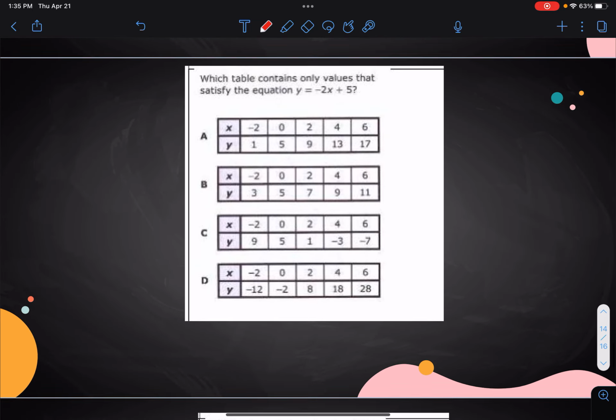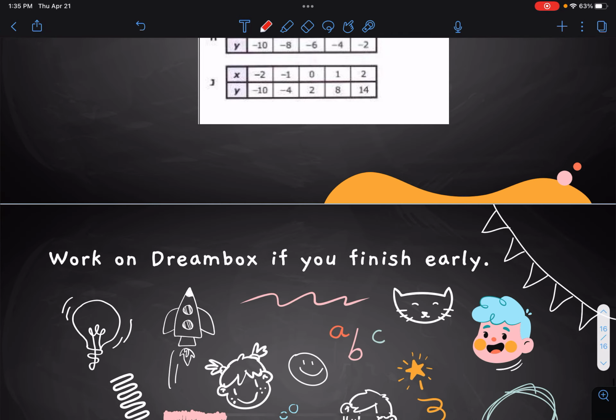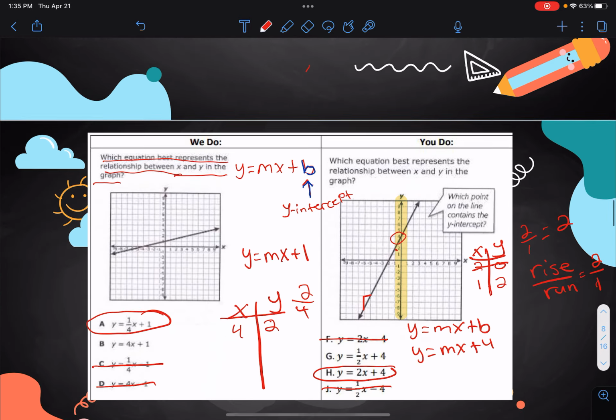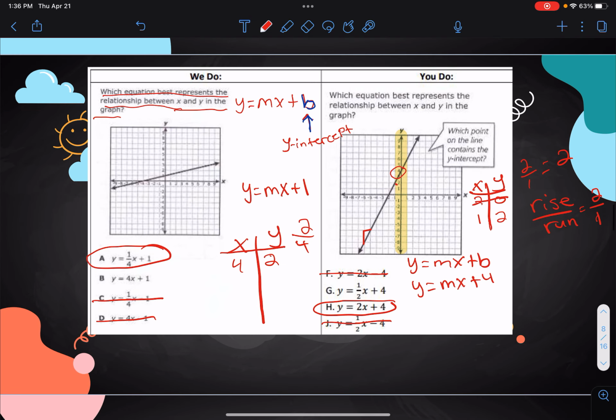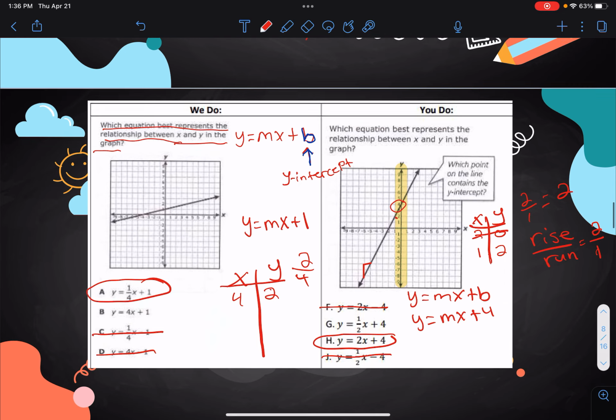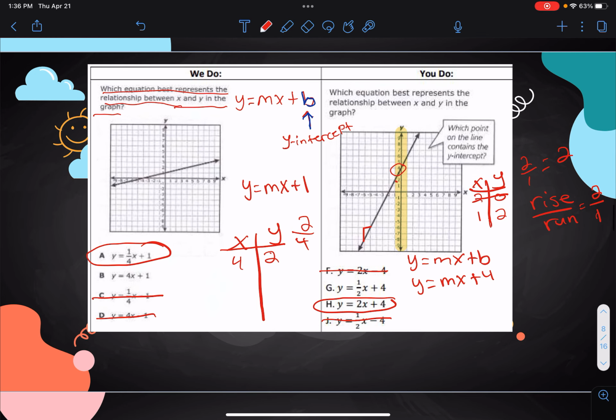These are like the ones we did in the beginning where you plug in the values. Okay? So make sure you get all that work done and turn it in, and that you're working towards your goal number for the end of the week. Okay.